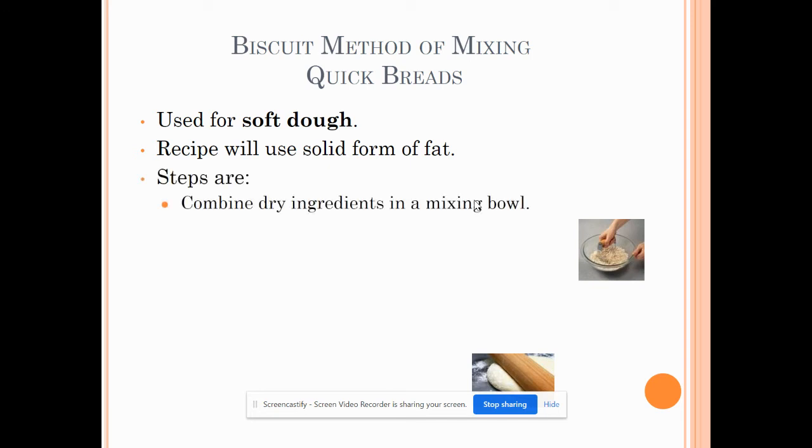Here are the steps. Combine your dry ingredients into a mixing bowl. Next, you will cut in your solid fat with a pastry blender. So, a pastry blender is a tool that has wires at the bottom of it that allows you to break down a solid fat into dry ingredients to where it crumbles in pea size. This is going to allow you to evenly distribute your fat to where it will make your product nice and tender and flaky.